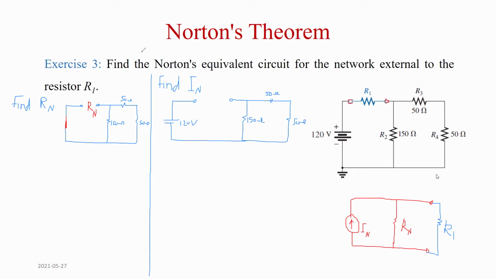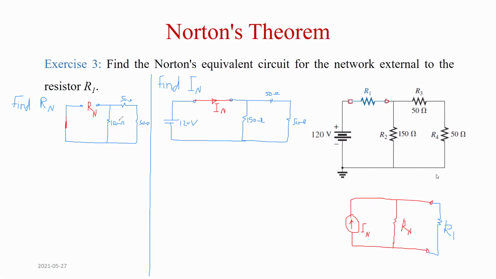Now, the second thing, when I want to find In, by definition, it's the short circuit current. So I'm going to put the short circuit and I'm going to say this is In. So this is what we learn in this theorem, that we have to find an equivalent circuit, which is a current source in parallel with the resistance. We have to find the circuit that will give me the Rn and the circuit that will give me In. This is very important. This is almost 50% of the question.